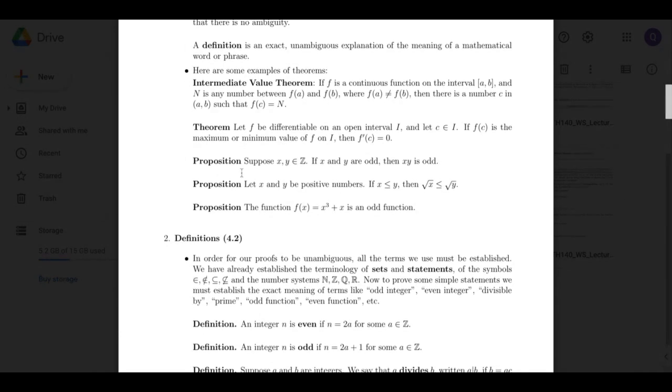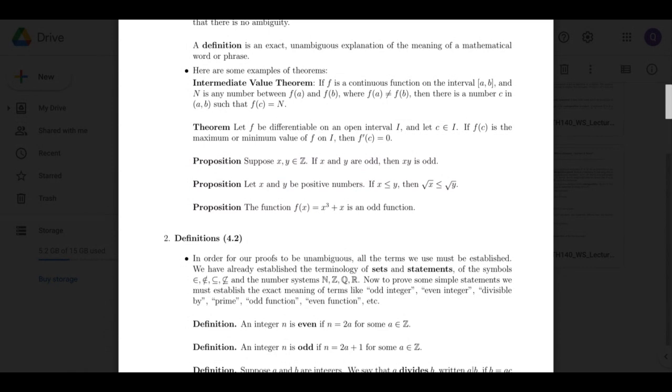Let's see some propositions. Suppose x, y are integers. If x and y are odd, then x times y is odd, right? We can prove this. Proposition: let x and y be positive numbers. If x is less than or equal to y, then the square root of x has to be less than or equal to the square root of y. Or proposition: the function f of x equals x cubed plus x is an odd function, right? You saw those three propositions. Those three can be proved easily, so they don't have such a heavy weight in mathematics.